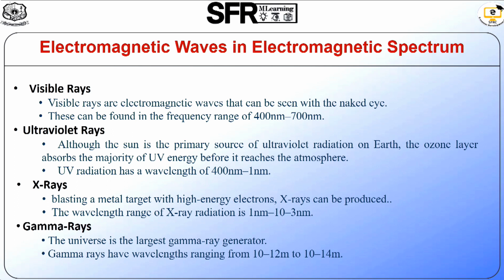The last one is gamma rays. The universe is the largest gamma ray generator. These rays are in the higher frequency region of the electromagnetic spectrum, which have a wavelength range of 10 to the power of minus 12 meter to 10 to the power of minus 14 meter. Okay, from all of these waves, UV rays, X-rays and gamma rays are not used for transmission due to their high frequencies and also they can be dangerous for living beings.